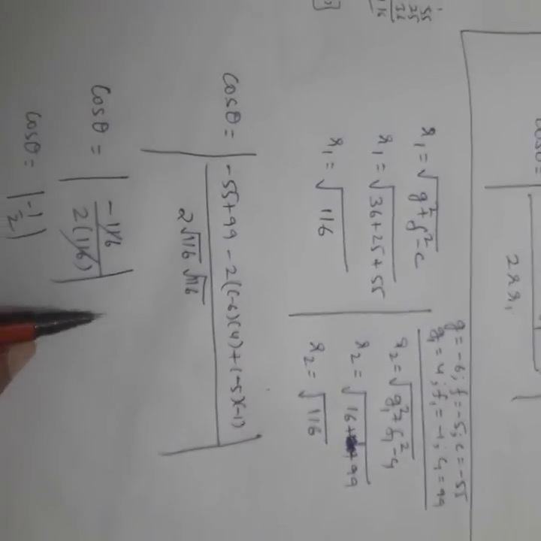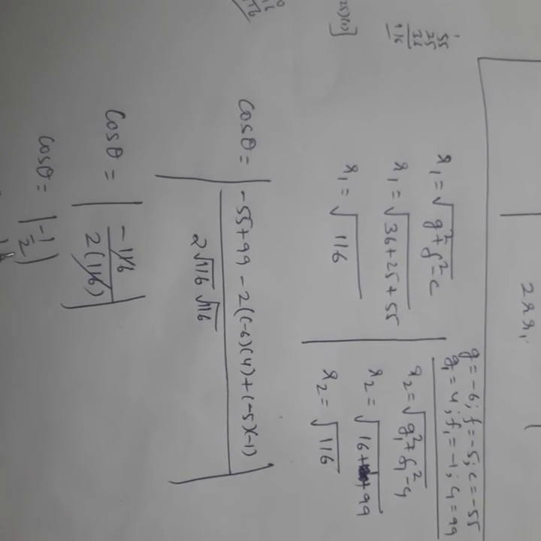After obtaining all these values, I just need to substitute them in this equation. I am substituting all these values. Once I substitute all these values, I am getting something like this: cos theta is equal to minus 1 by 2.